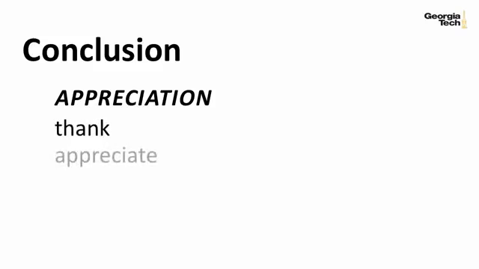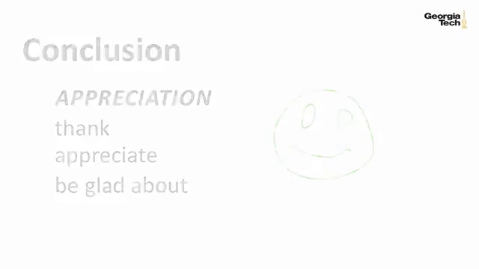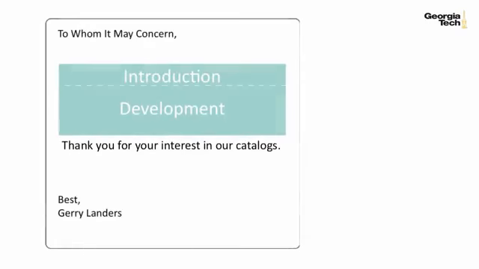First, to write a show of appreciation, you need to use verbs and phrases that express gratitude. These include words like thank, appreciate, or the phrase be glad about. These words help the email text end on a positive tone, which helps our reader have an optimistic impression of your email. The conclusion in this email shows a clear example of how to show appreciation. In this case, the word thank was used.